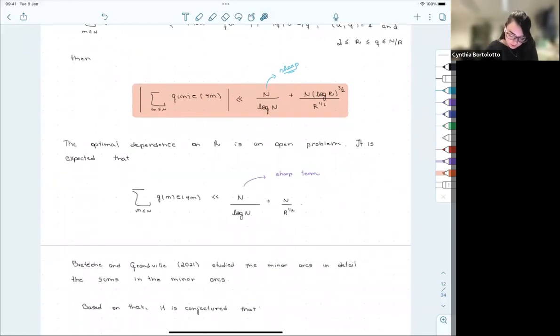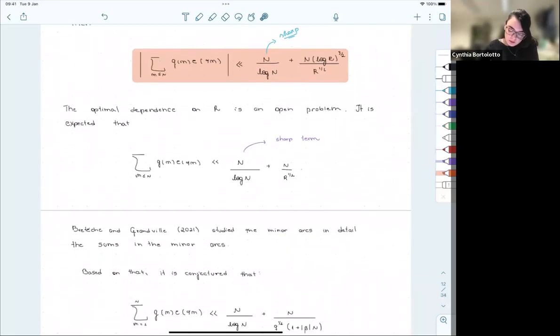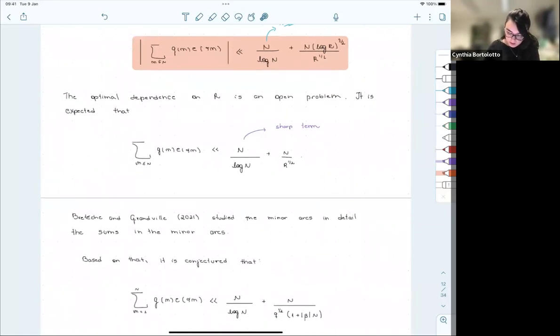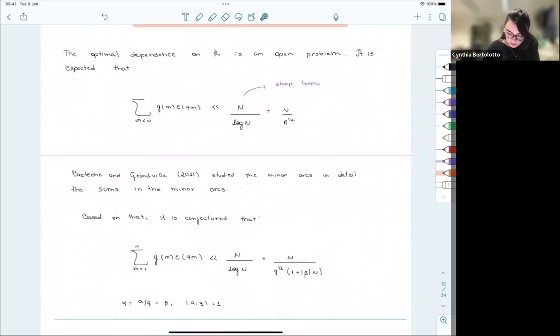Recently, Bretèche and Granville studied these sums in great detail on the minor arcs, and they conjecture that such a result should hold as well. So here we have N divided by log N, and then we have N divided by q^(1/2), times 1 plus |α − a/q| times N. So we expect something like this to be true. And as I said, this is an ongoing area of research.